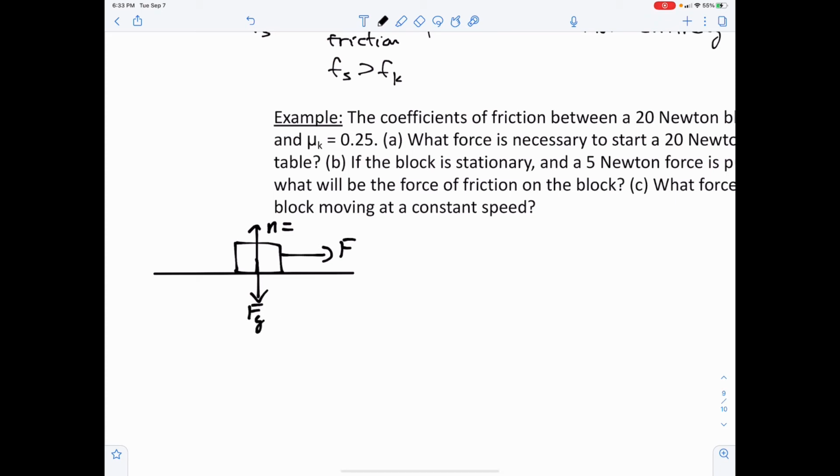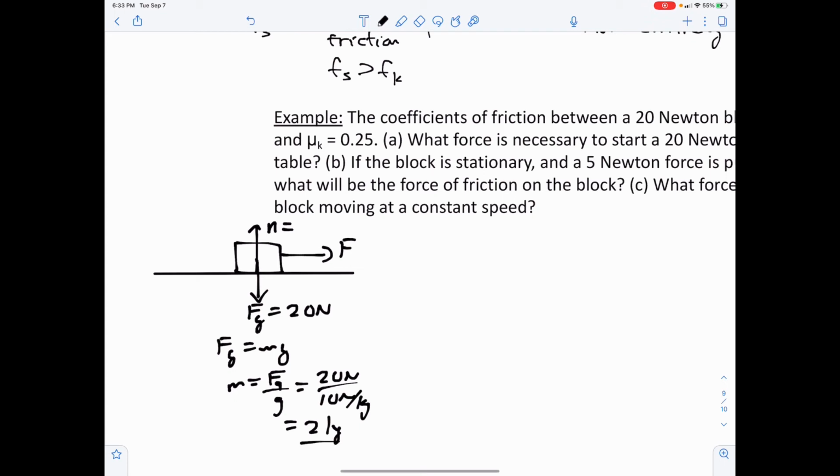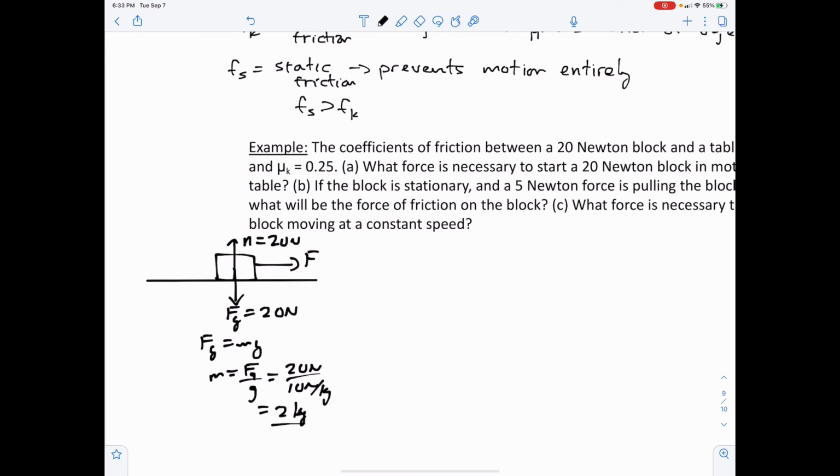So if the force of gravity is 20 newtons, remember, gravity is equal to mg, and therefore the mass is going to be the force of gravity divided by g. So 20 newtons divided by 10 newtons per kilogram would be 2 kilograms. We're going to need the mass. Since the gravity is 20 newtons down, the normal force is going to be 20 newtons up. Those forces are balanced. Okay. Now part A, we do have a friction force going the opposite way, and F equals mu times normal force. Friction is fun.